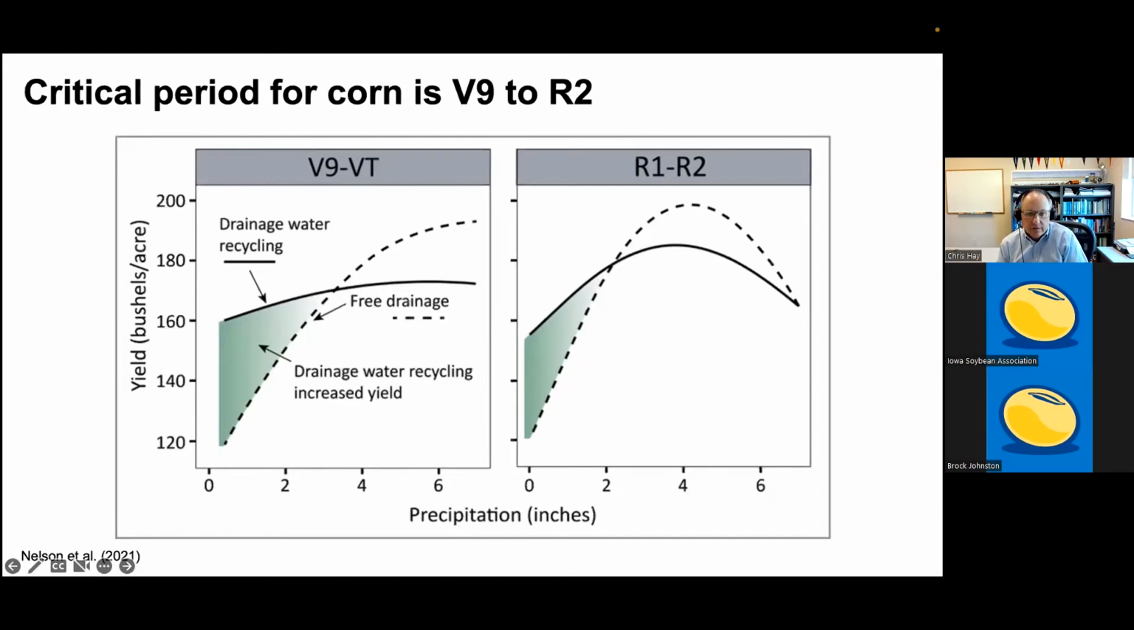Looking at corn, again, what we found was that really from that V9 late vegetative stage into the early reproductive R1, R2 stages were the most critical times for having that supplemental irrigation. The green shaded areas there are the areas where drainage water recycling outperforms, again, just regular free drainage. Really anything of less than 5 inches of precipitation during that V9 to R2 range of stages was when we saw a big benefit from having that drainage water recycling.